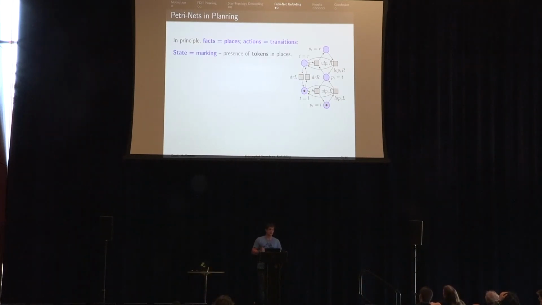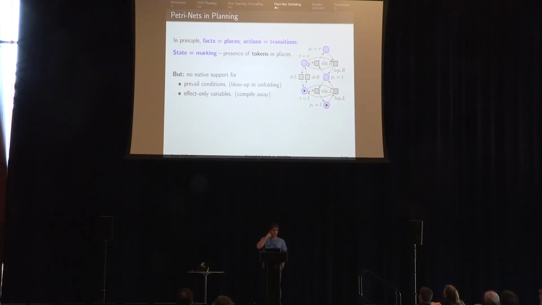A state in our planning task corresponds to a marking of the unfolding of the Petri net, and markings are represented by tokens in the places. So these black dots here are our tokens, and the state basically corresponds to a set of places that have a token.